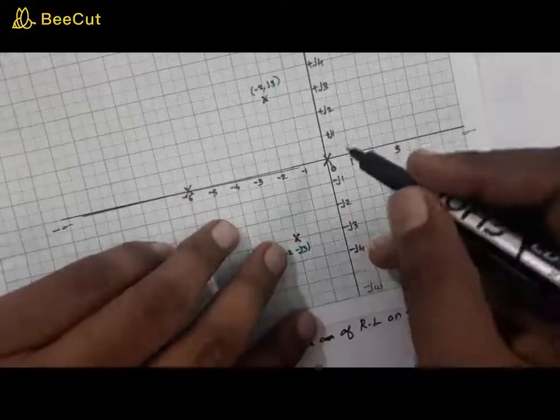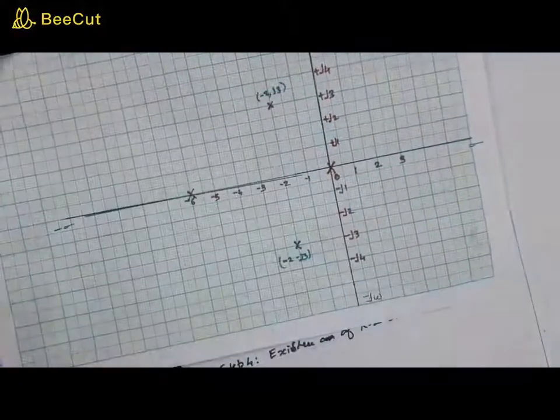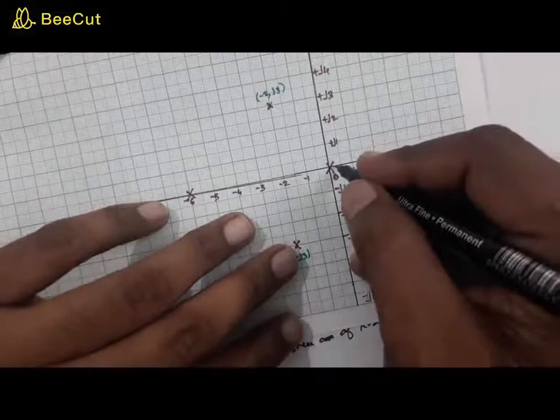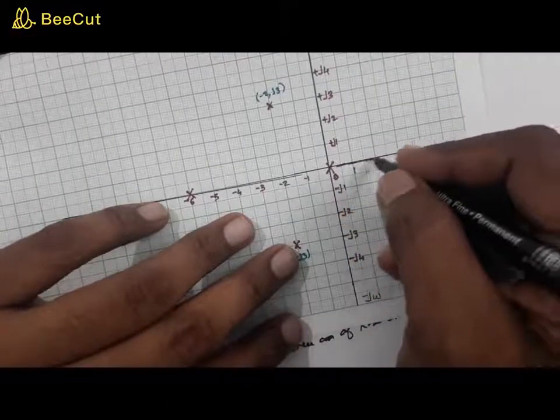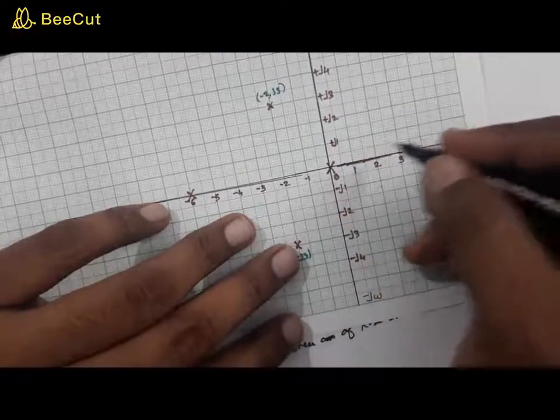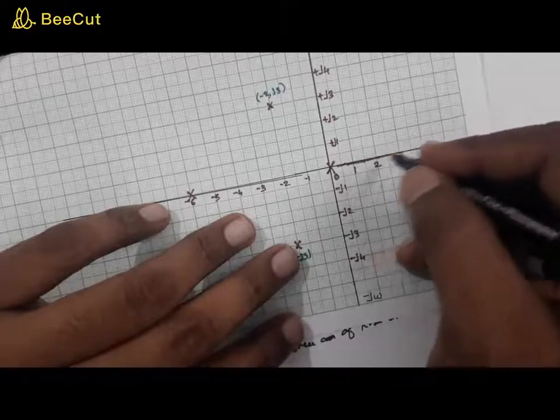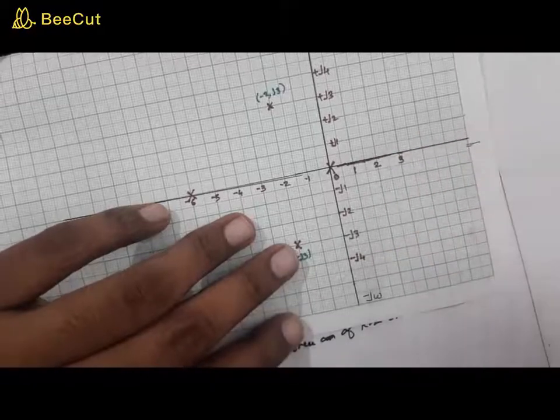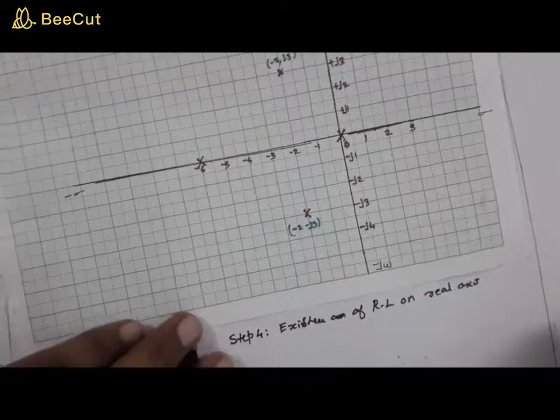Therefore, no root locus exists in between. So I'm just drawing that. This maroon line shows that there is no root locus over here.